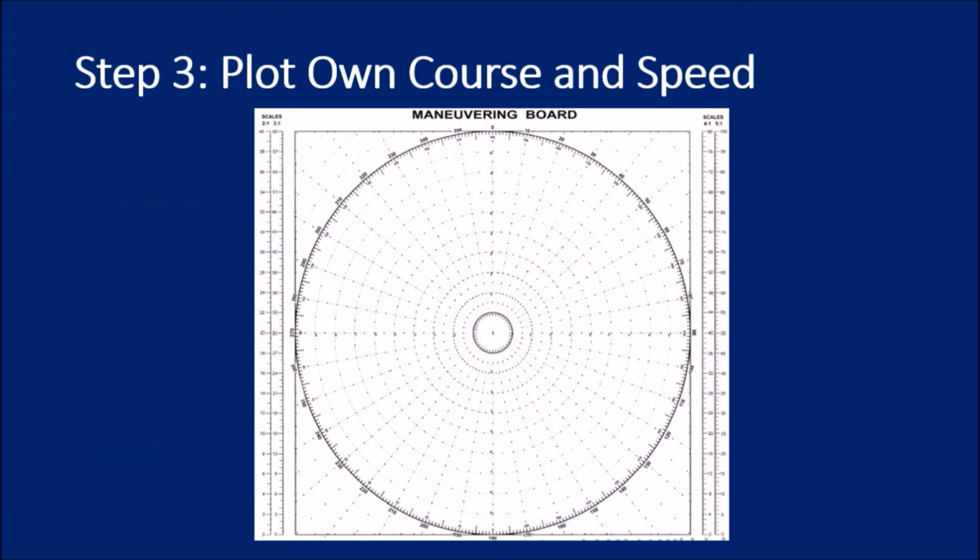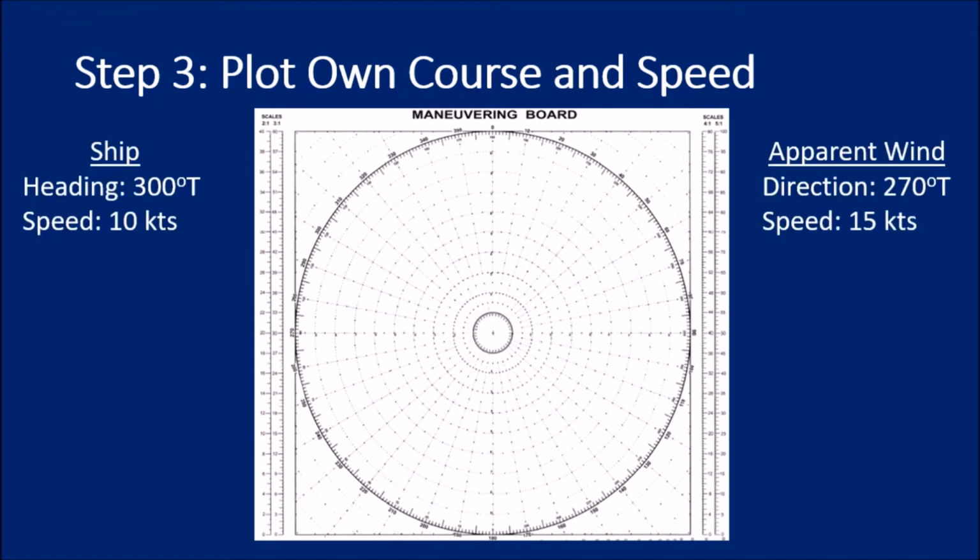In step 3, we plot our own course and speed. First, we'll write down all the information that we have, our ship and apparent wind information. We'll use them to figure out the appropriate scale. In this case, a 2 to 1. We circle it at the top.